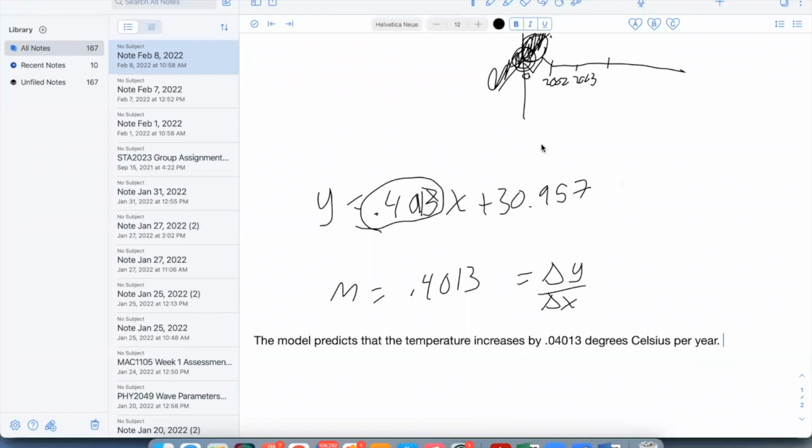Okay, what about the y-intercept? What's that right there? That's what happens when x equals 0. What did x equals 0 represent here? The year 2000. So the interpretation of that y-intercept would be the model predicts the temperature in the year 2000 was 30.957 degrees Celsius.